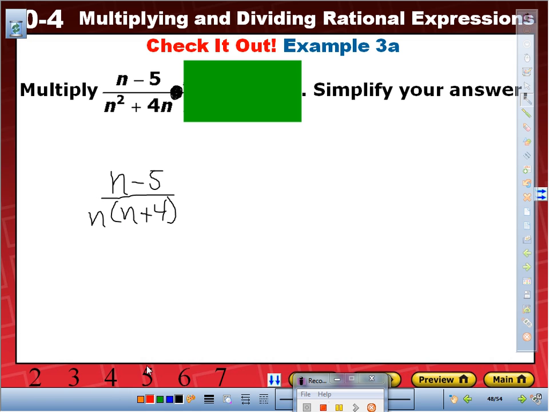Let's see. What's in between the n and the parentheses? Multiplication. However, what's in between the n and the 5? Therefore, we cannot identify our giant 1. Why not? Because it has subtraction here, or addition. We can only do it when there's multiplication. So this is already simplified.